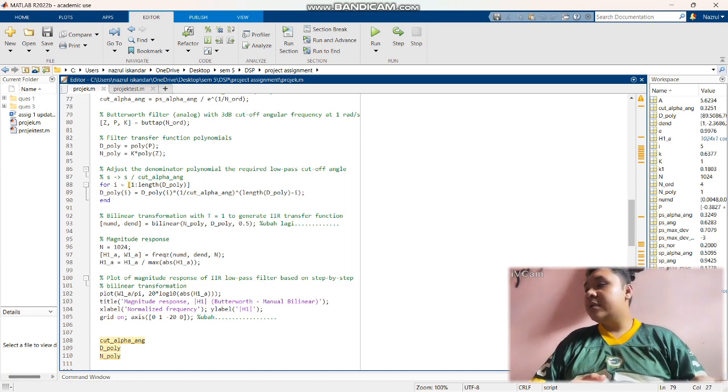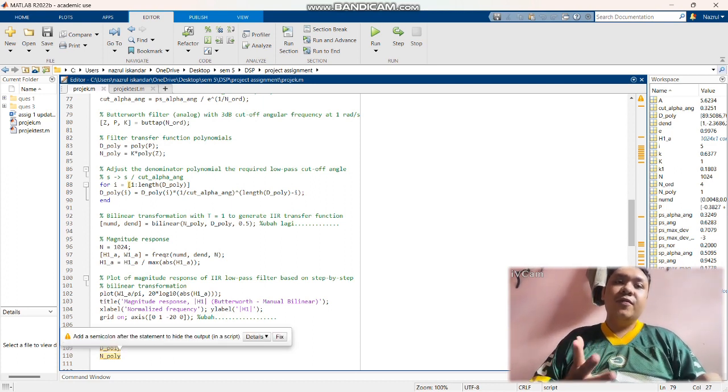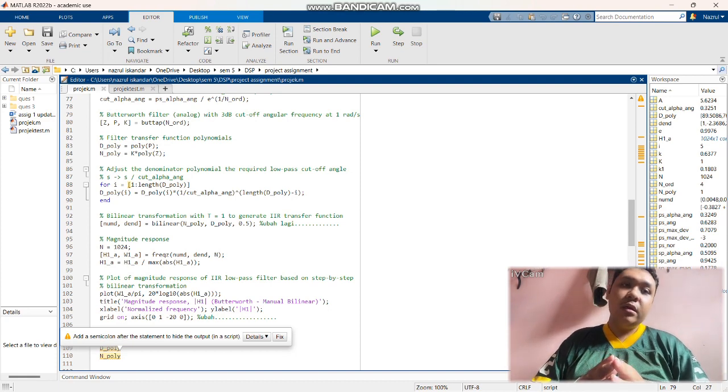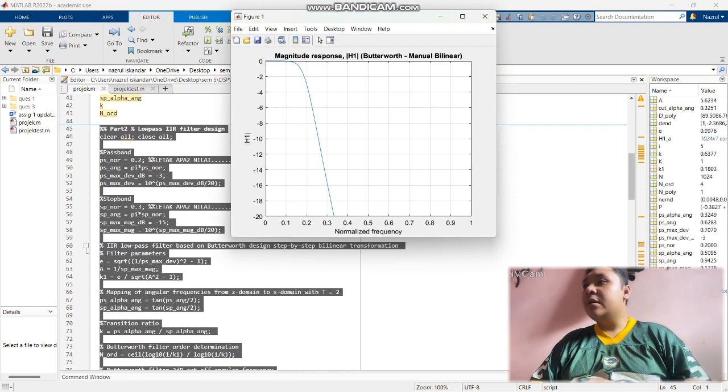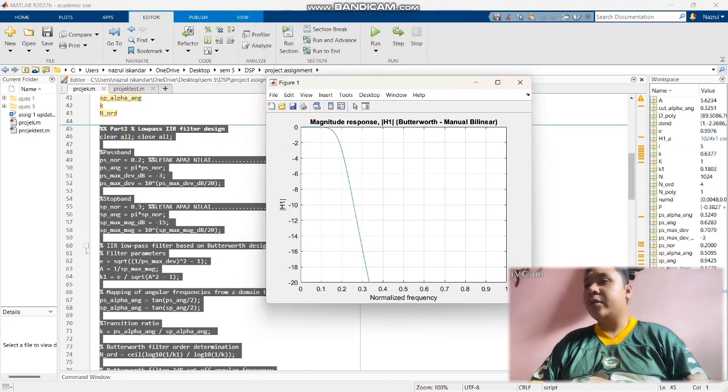And the last one is N-poly. N-poly is the numerator polynomial of the filter transfer function in the Laplace domain, analog filter. So it represents the coefficients of the numerator polynomial of the filter transfer function. So this is the result after we run part 2.